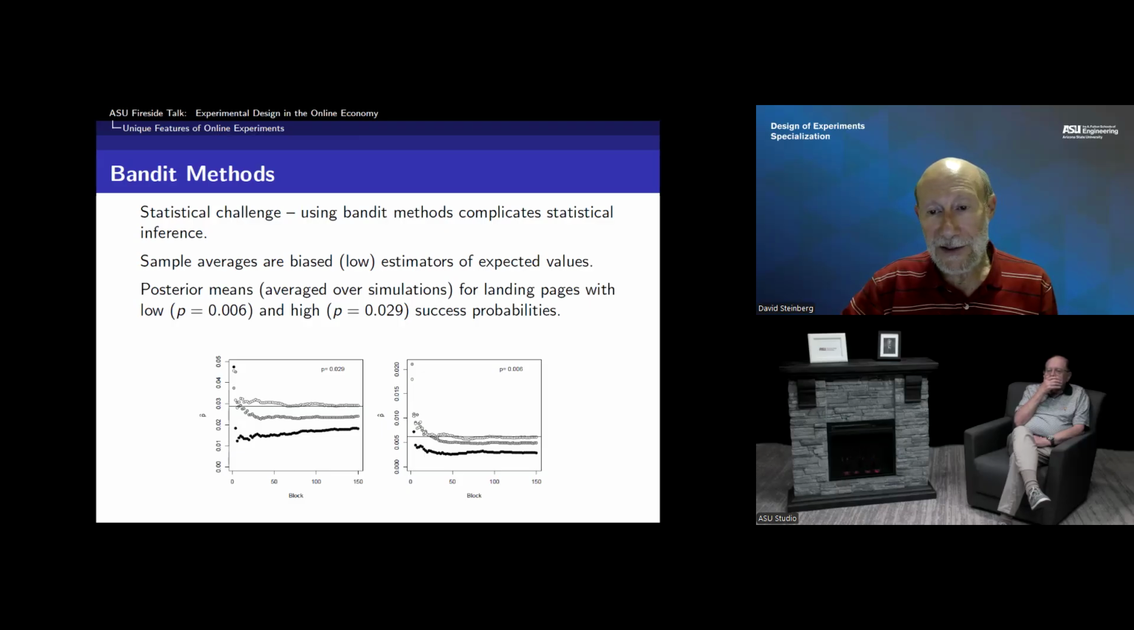You can see that regardless of what the response probability is, we're getting unbiased estimators if we use random allocation. The two bottom lines are two different versions of Thompson sampling, and both with the better page. This one has a 2.9% probability of response, this one only a 0.6% probability. With both of them, the long-term average, this is averaged over a collection of simulations, is below the actual probability. And that's simply a feature of the method, and it's something you have to make some adjustments for.